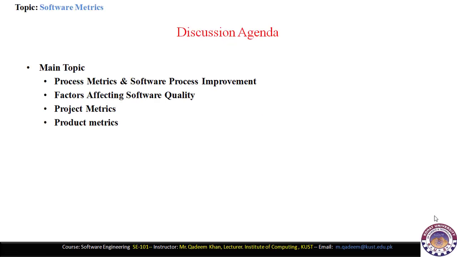This is the discussion agenda. We have the process metrics and the software process improvement. Here we will discuss how a process metric can work for the improvement of the software development lifecycle model. Then we have factors affecting the software quality. That means that here we will discuss different factors, essentials, and attributes which are required to enhance the quality of the software. And then we have the project metrics. Here we will discuss different types of the project metrics. And at the end we have the product metrics. Here we will discuss different product metrics along with their examples.